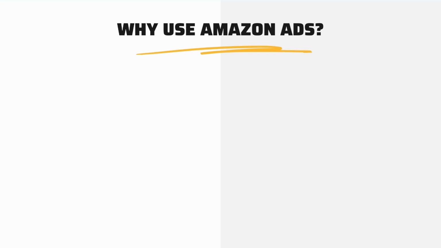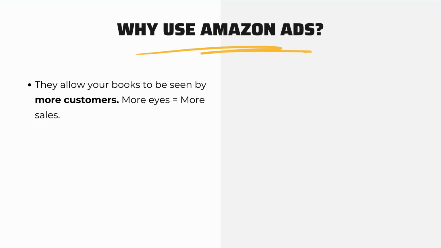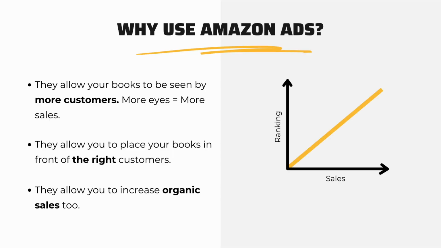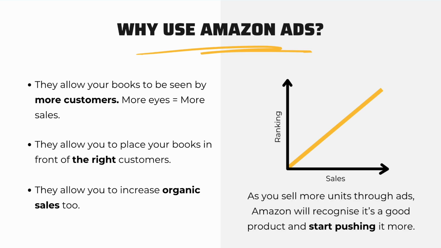So let's start with why we want to use Amazon ads in the first place. The reason why you want to use Amazon ads is that they allow your books to be seen by more customers. The more eyes you get on your books, the more sales that you make. And they also allow you to place your book, crucially, in front of the right customers, because they're going to be showing up against certain search terms and products. Not just more people to see your books, but more of the right people. And they also allow you to crucially increase your organic sales too, because the more ranking your books get organically, the more sales you make.